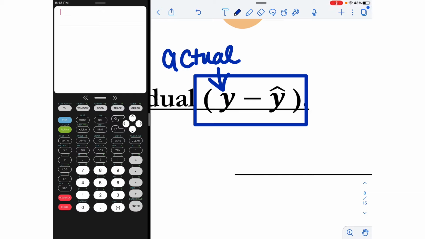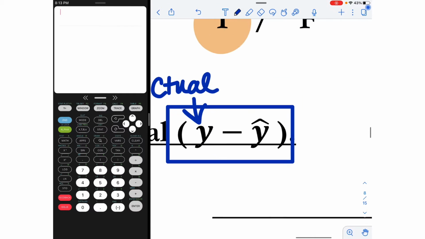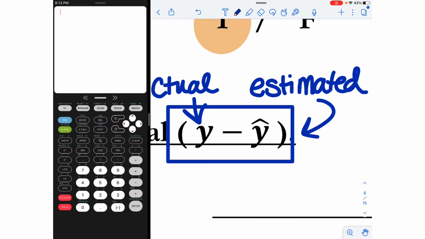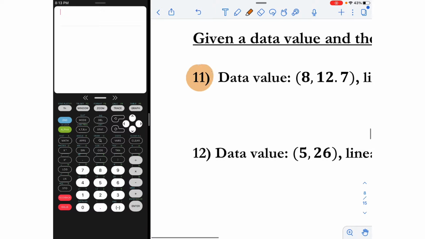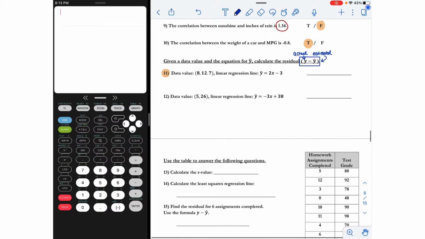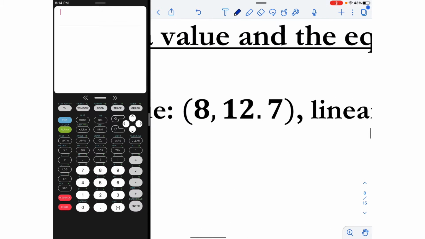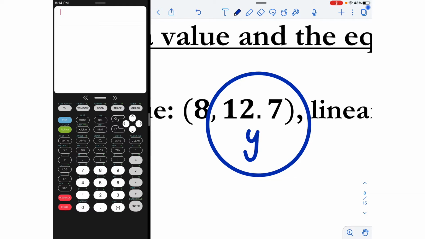All right, so that's the actual data. And the y hat is the estimated value using the formula they give you for y hat. Okay, so I'm going to do just one of these examples. You'll do the second one on your own. I'll do number 11. You try number 12. So it says the data value is 8 and then 12.7. So this is the y value because that's the real data. So that is the y value.